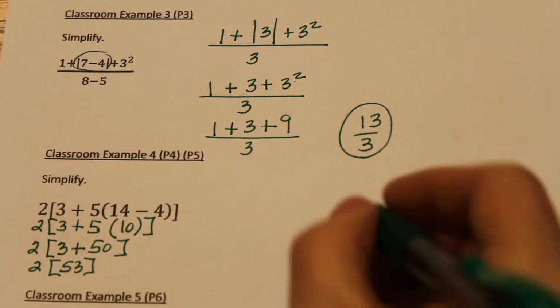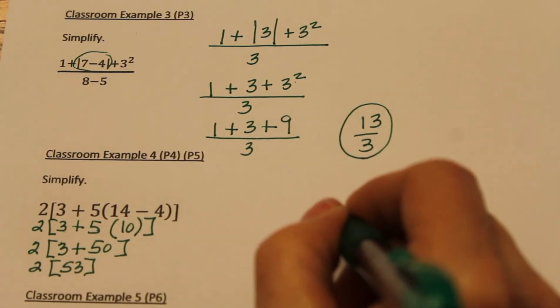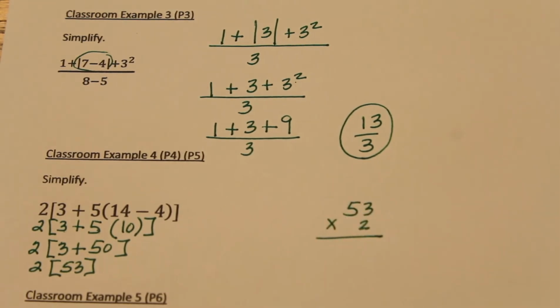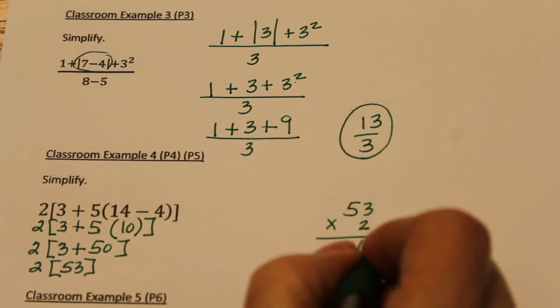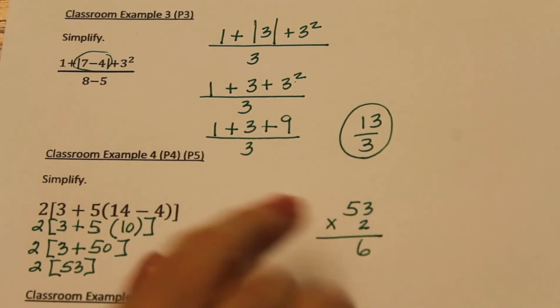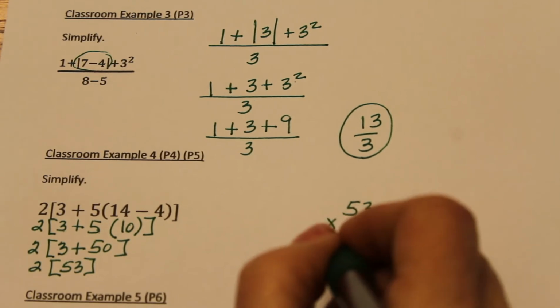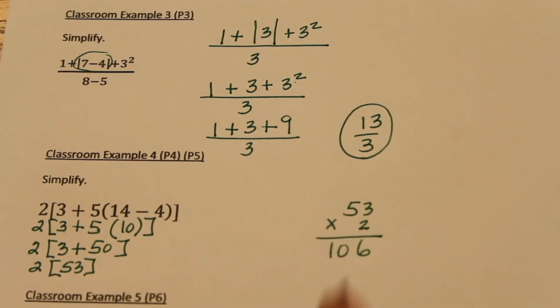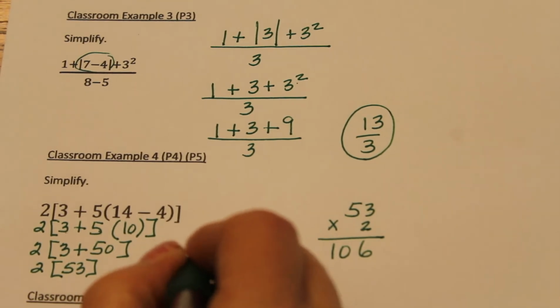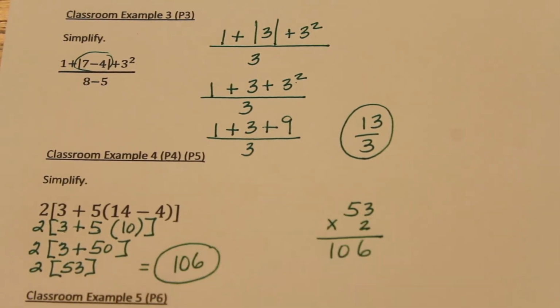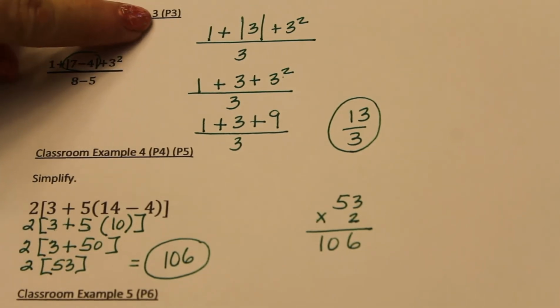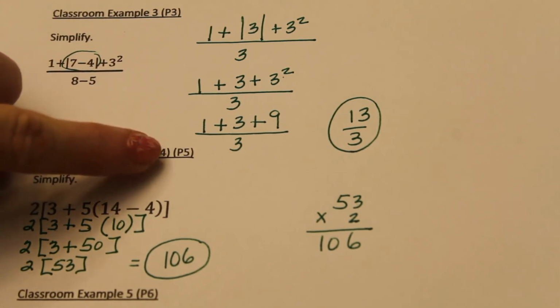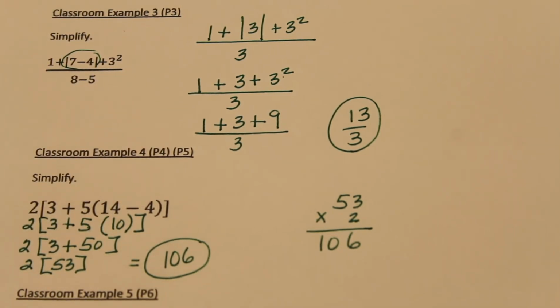2 times 53. And I want to do this over here just in case you forget how to do long multiplication. 2 times 3 is 6. And then we're going to move over to the tens column. 2 times 5 is 10. So 2 times 53 is 106. So at this point, I want you to take your time and go back to your materials, and you do practice 3, practice 4, and practice 5. You do those on your own.